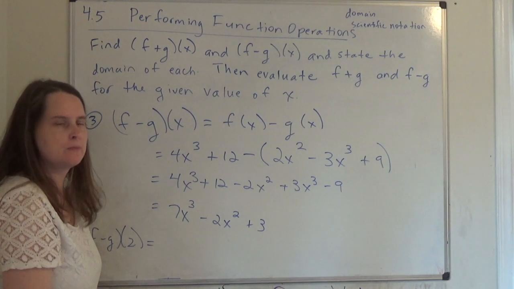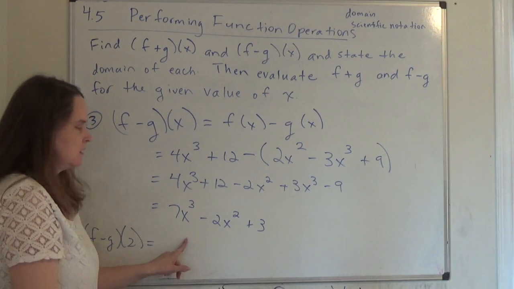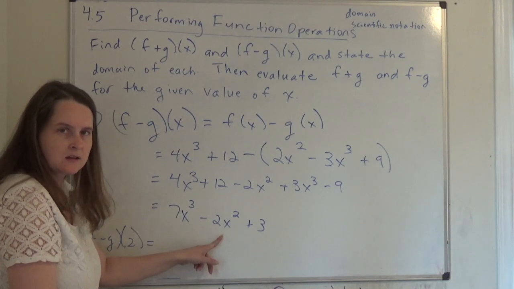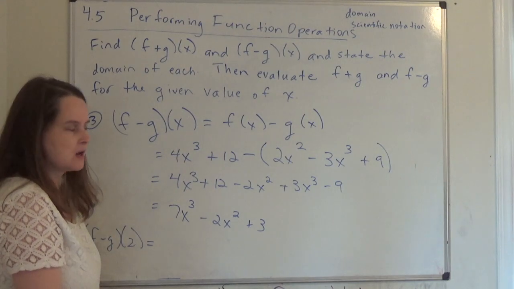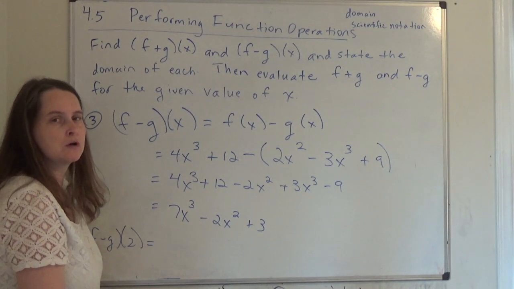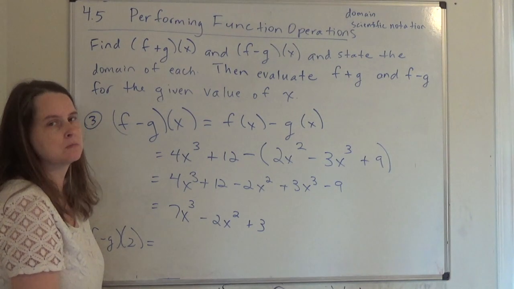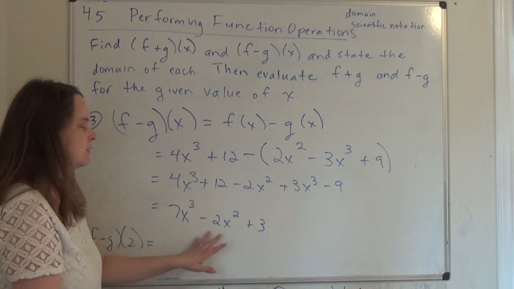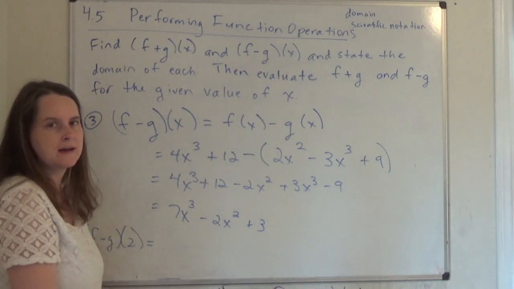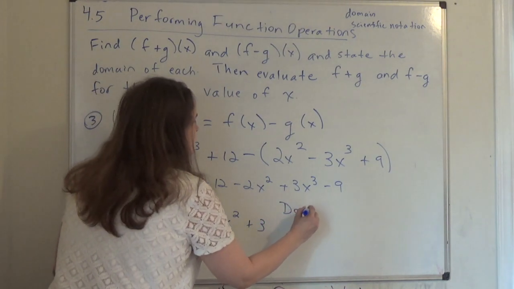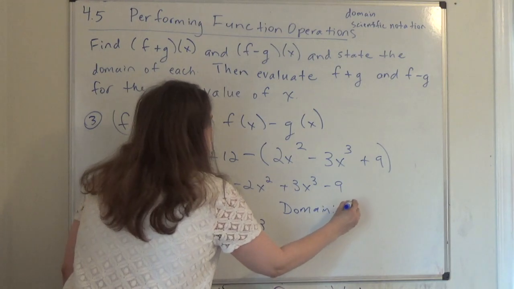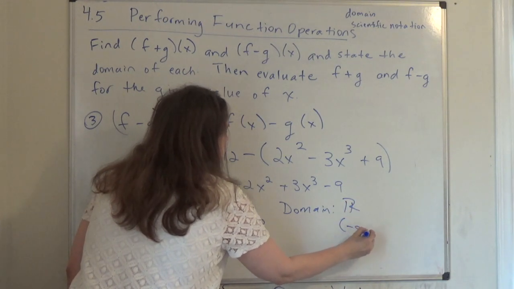Oh, and I forgot to do my domain. What is my domain for this? There are no restrictions on x. You do not have square roots. You do not have fractions that have variables in your denominator. Those would both be situations where you would have some restrictions on your domain. You don't have either one of these. You can put anything in here for x. You'll always get an answer back. So the domain in this one is all real numbers. Negative infinity, positive infinity.